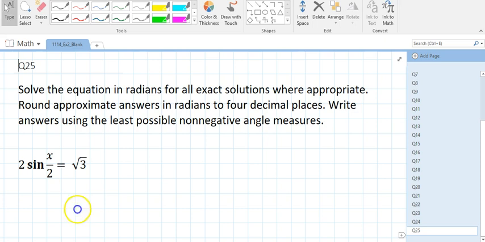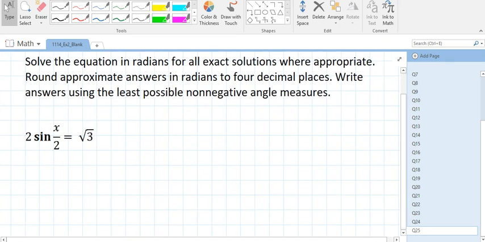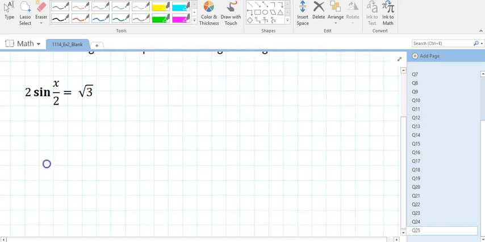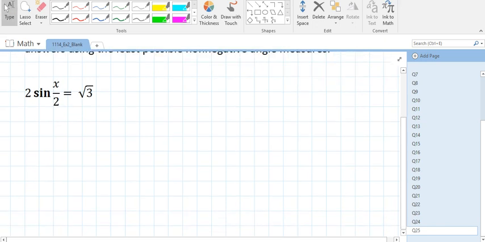So again, we want all exact solutions. Round approximate answers in radians, which obviously it's in radians, because it's multiple choice. Write using the least positive, non-negative angle measures. All right, how are we going to start solving this?